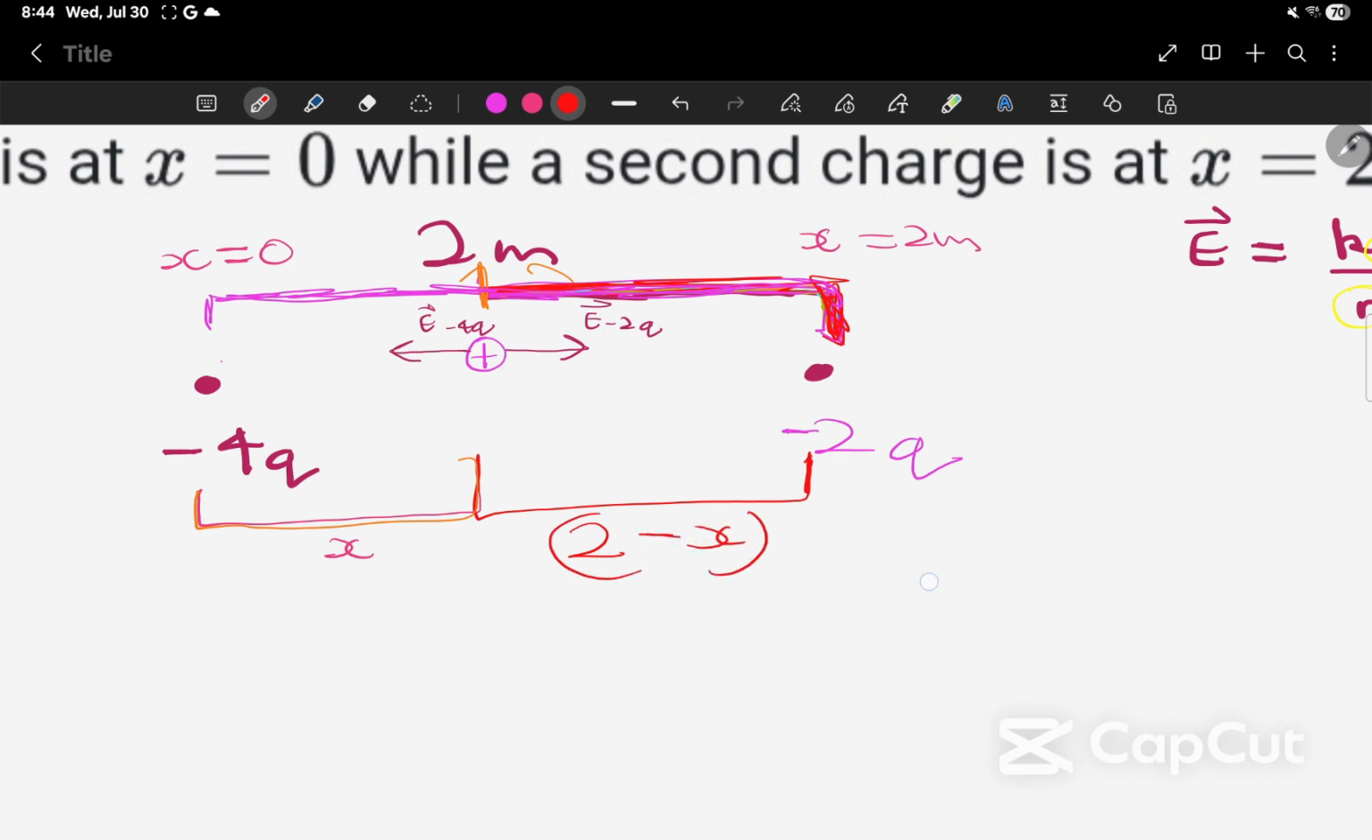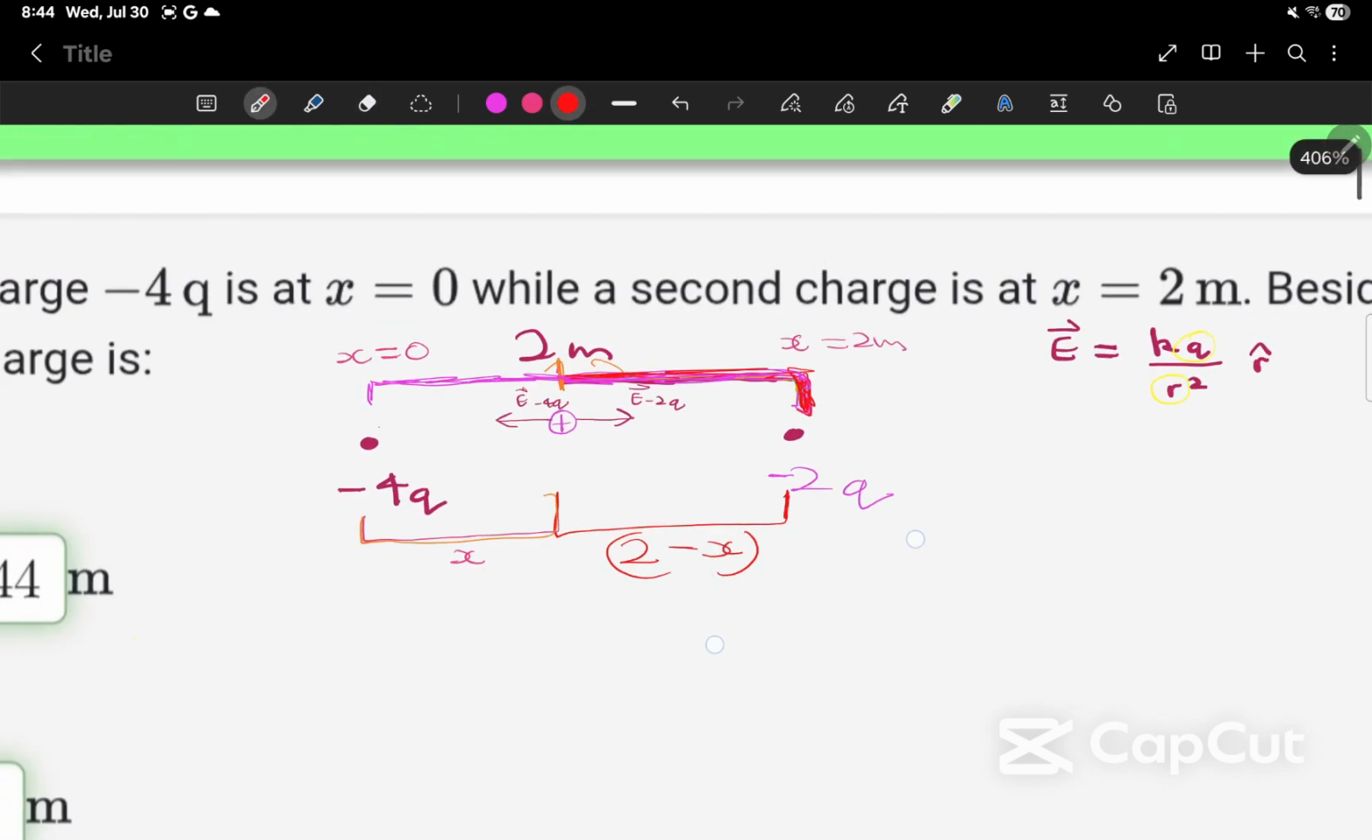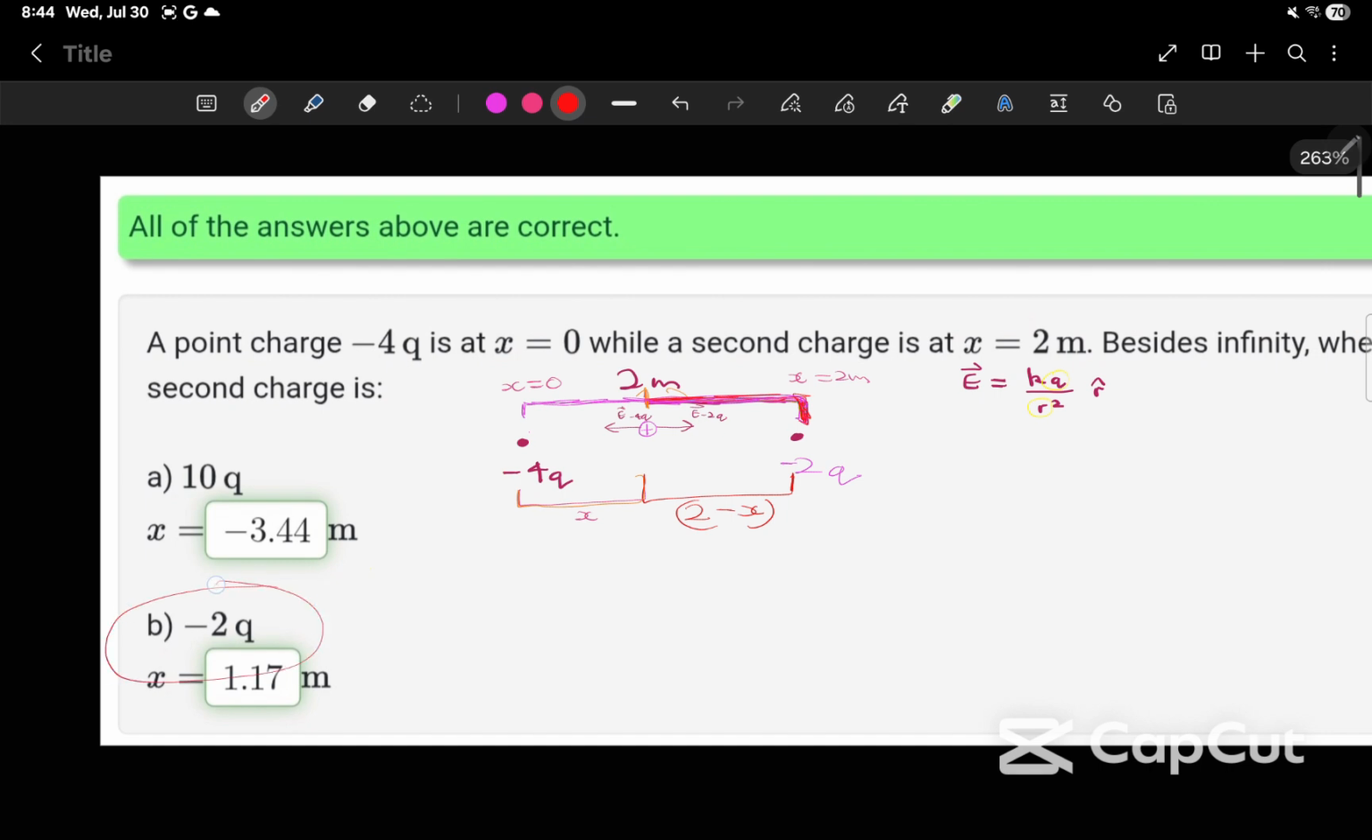And again, just like in part A, we could have done the complete opposite. We could have said this region is 2 minus x and this region is x. It doesn't matter either way. Now the only thing with part B here is that we have to use the actual vector form of the equation.